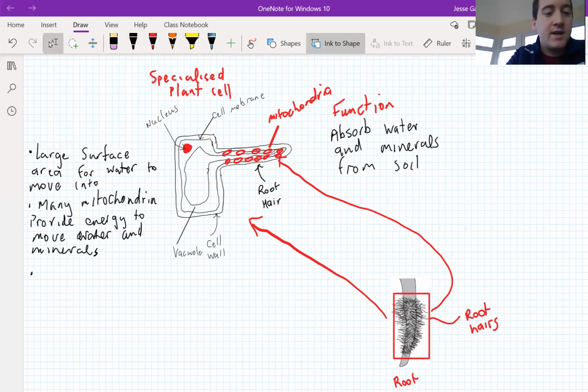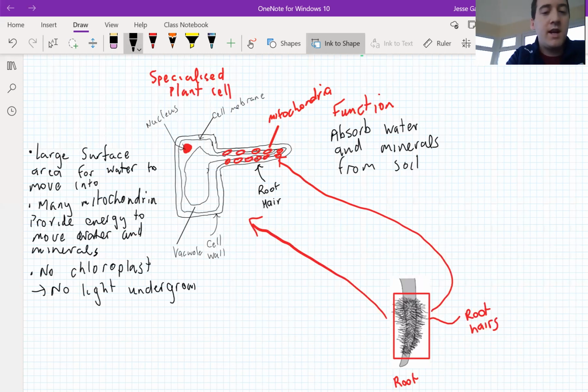Finally, the last thing is that this particular cell has no chloroplasts. And most plant cells, the general plant cell, had chloroplasts. Now, why does it have no chloroplasts? Well, roots tend to be underground, and there's no light underground. So if there's no light underground, then no photosynthesis can happen. So it doesn't need the chloroplasts. So over millions of years, the cells in the roots of plants would have lost their chloroplasts because they don't actually need them. They don't actually use them.